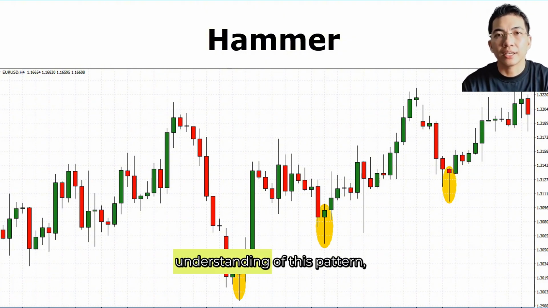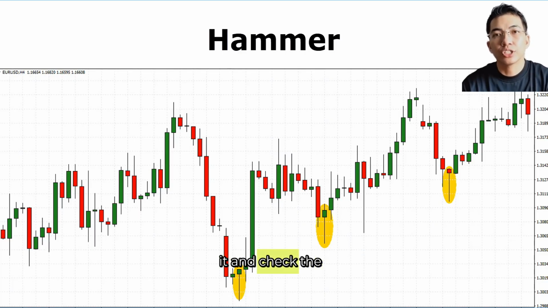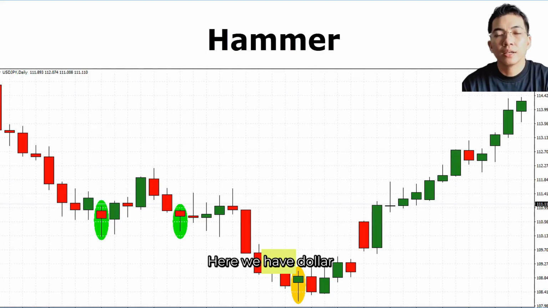To have a better understanding of this pattern, we will go inside it and check the price action that leads into the formation of a candlestick of this shape. The best way to do it is to identify a hammer and then switch to a lower time frame to check what happened over the session. Here we have dollar Japanese yen on a daily chart. We can see 3 hammers.